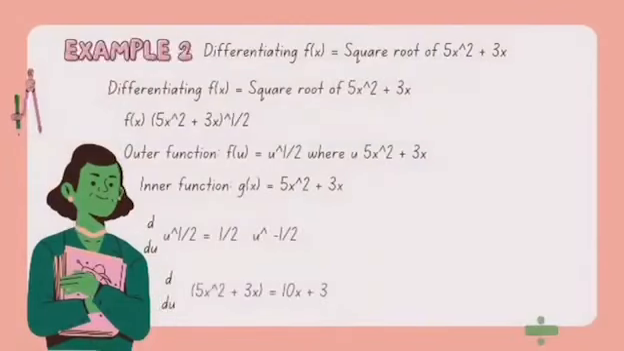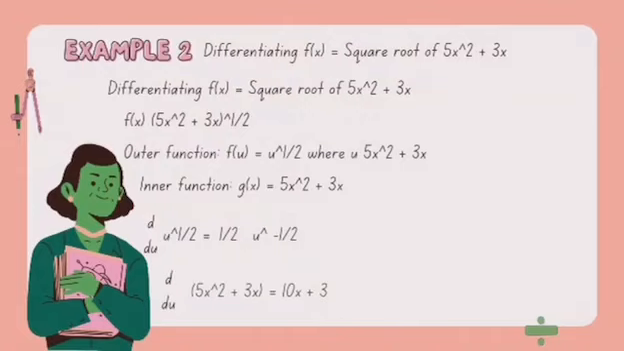So let's proceed to example 2. Differentiating f of x equals the square root of 5x squared plus 3x. Step 1. Rewrite in exponent form. F of x equals (5x squared plus 3x) to the power of 1/2. This square root is the same as raising something to the power of 1/2. This makes it easier to use the power rule of differentiation.